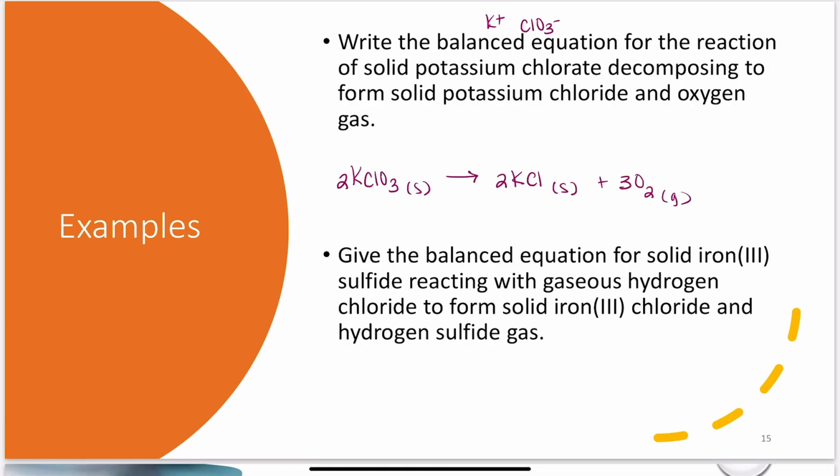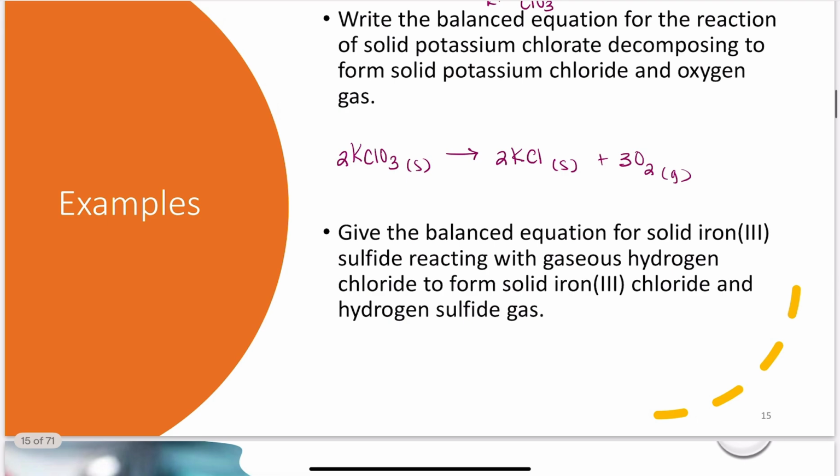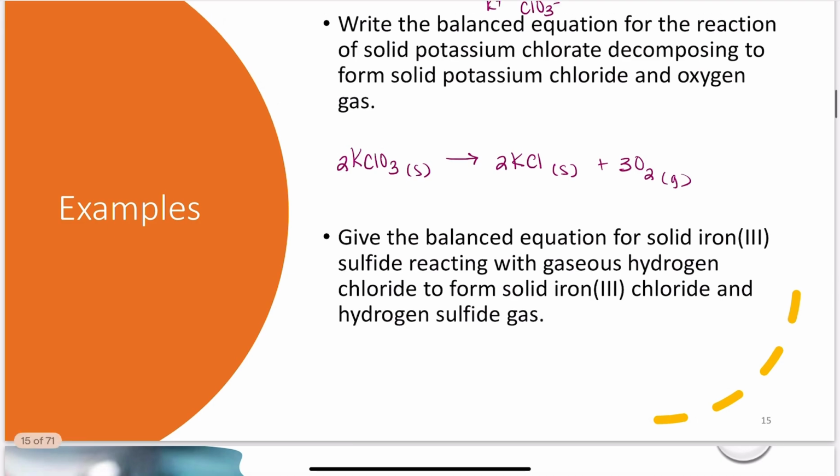And the last one here, give the balanced equation for solid iron 3 sulfide reacting with gaseous hydrogen chloride to form solid iron 3 chloride and hydrogen sulfide gas. Okay, iron 3 sulfide. So that means Fe3 plus and S2 minus. So Fe2S3, and that is solid. That's reacting with hydrogen chloride gas. So HCl gas. It's forming solid iron 3 chloride, FeCl3.